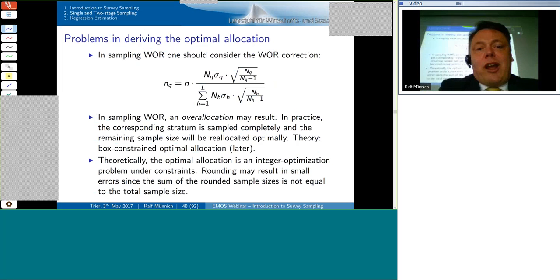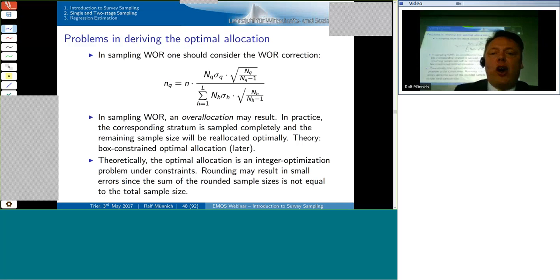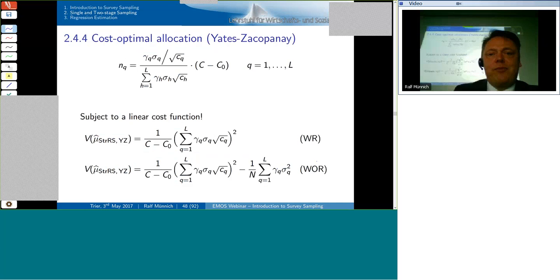Sampling without replacement would have a small correction term. This can again be avoided by taking the classical capital S like in Lohr's book, then you don't see that. And I said you have to be careful that you can have the overallocation and you have the integer optimization approach. That has to be considered, but we have a generalized approach pretty soon.